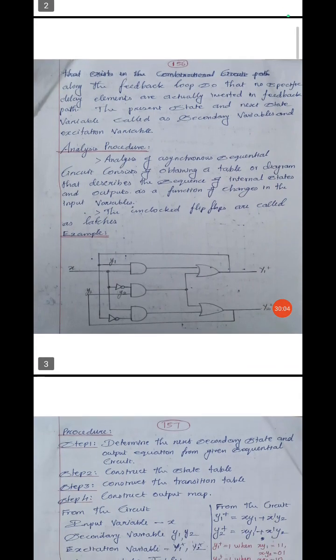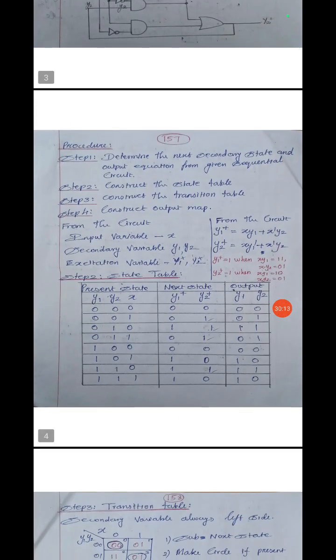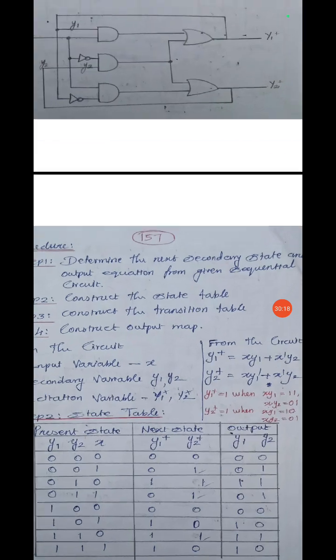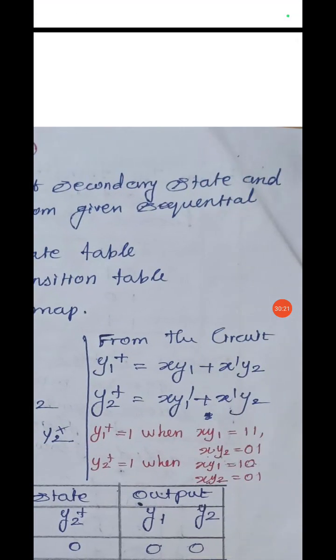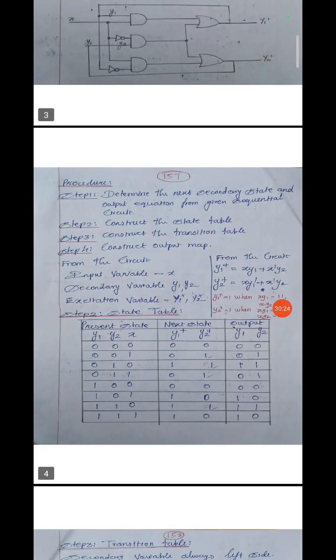Then the analysis procedure. Here in the analysis procedure, you have a circuit as in the question. From the circuit you have to draw the state table by using some equations. So from the circuit you can form the equations. See, this is a circuit, and here the equation is formed. From the equation you have to form the state table. Then from the state table you can draw the transition table. The transition table is taken from the state table.